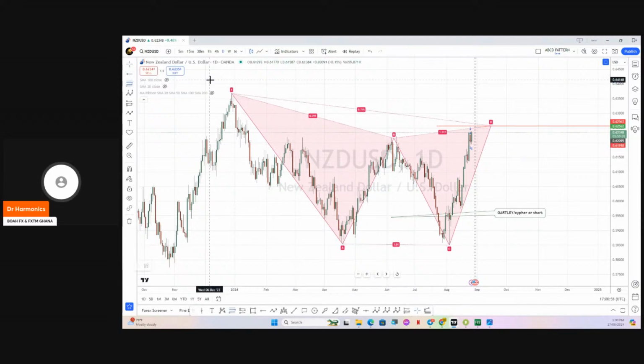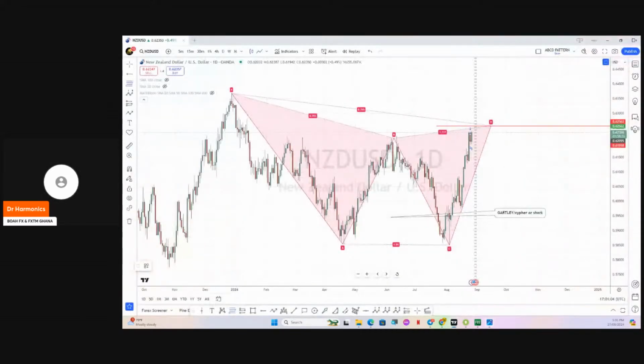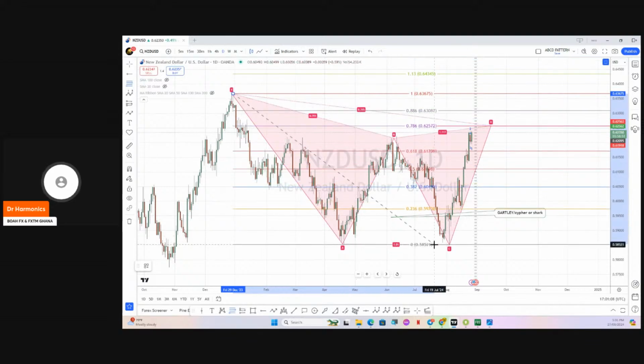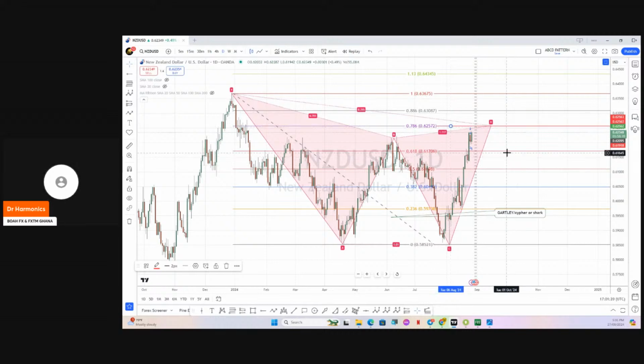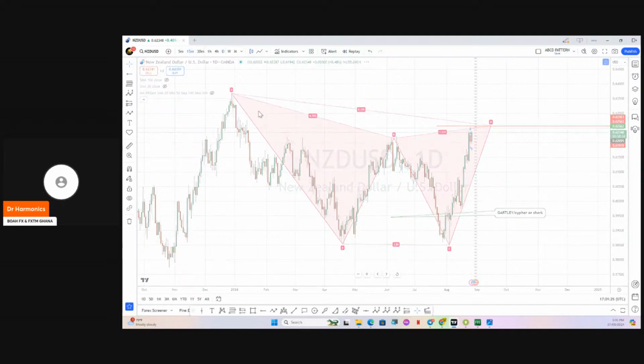Now let's put it 78.6 of XC, sorry, XC. So let's put it from X to C, which is 78.6. So I'm expecting to close my trade around here. Now let's go to the lower time frame to look at what happened.